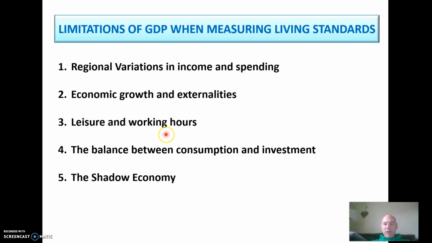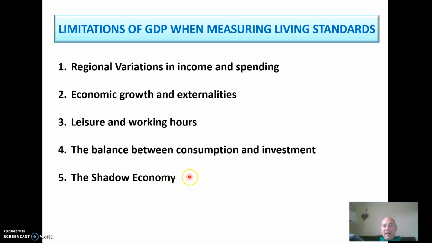In terms of leisure and working hours, if we have got a higher GDP per head than, let's say, France, but we work an extra 10 hours a week on average, okay, that isn't giving us the full picture. The GDP figure alone doesn't give us a full picture of living standards. So we need to take into account leisure and working standards. We need to take into account the balance between consumption and investment. If we are consuming too heavily now, and growth looks really high, people might think the economy is doing very well, but if that's using up resources for future generations, that should also be taken into account.